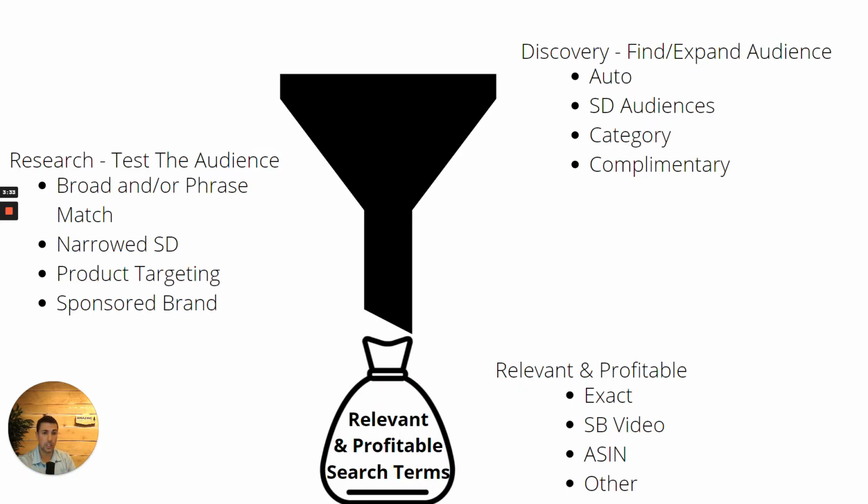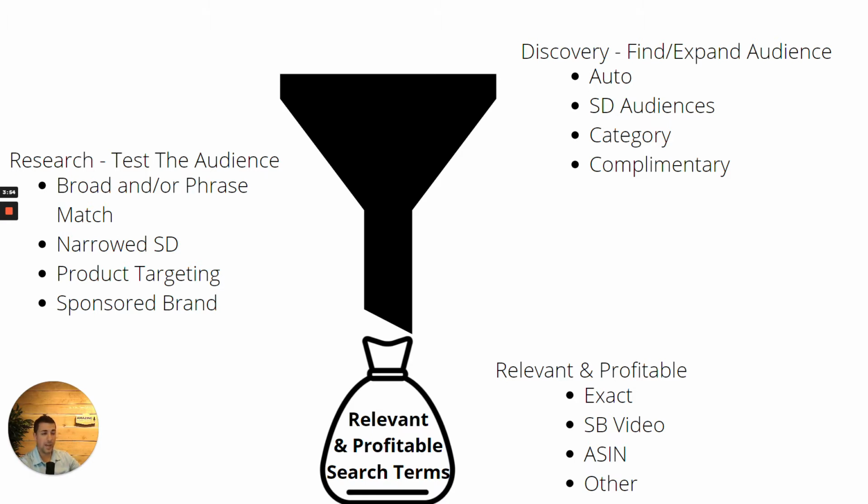And this is what it actually looks like. So with the discovery, this is finding or expanding the audience. You usually start off with an automatic campaign. If you have sponsored display, it's more advanced, but you can use sponsored display audiences, category targets, complementary, cross-sale type products, and you can test those things out.